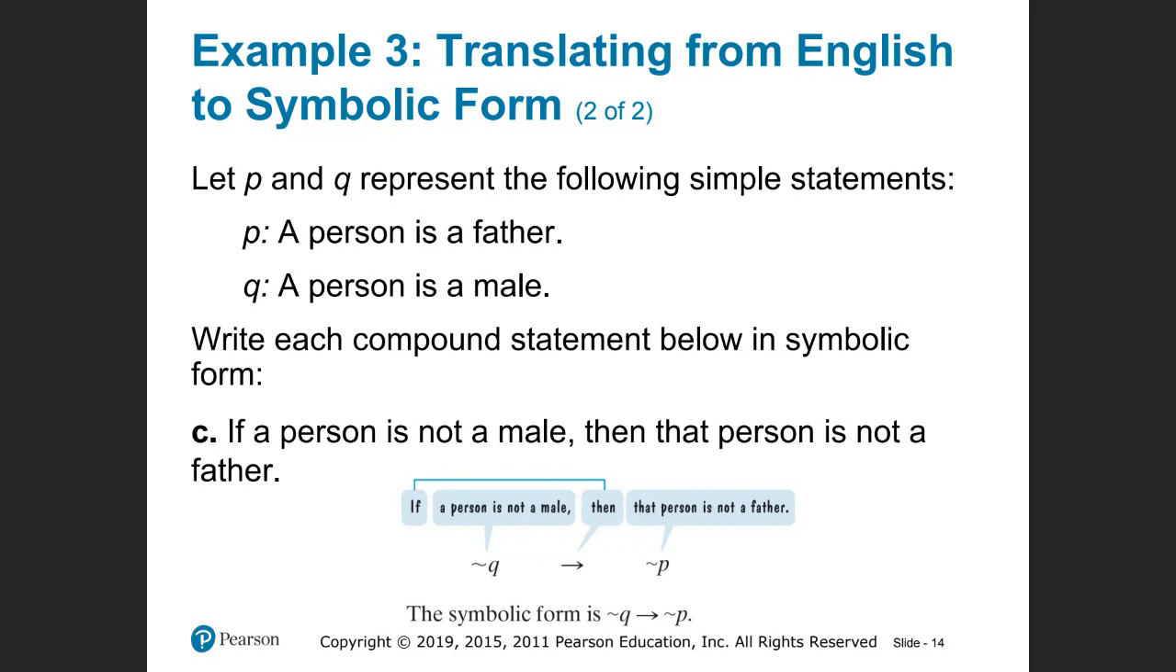If a person is not a male, then that person is not a father. Again, this is an if, then. If a person is not a male, so we're talking about Q, but we're talking about the negative of Q, or negation of Q, then, with the arrow, that person is not a father, that would be the negation of P.